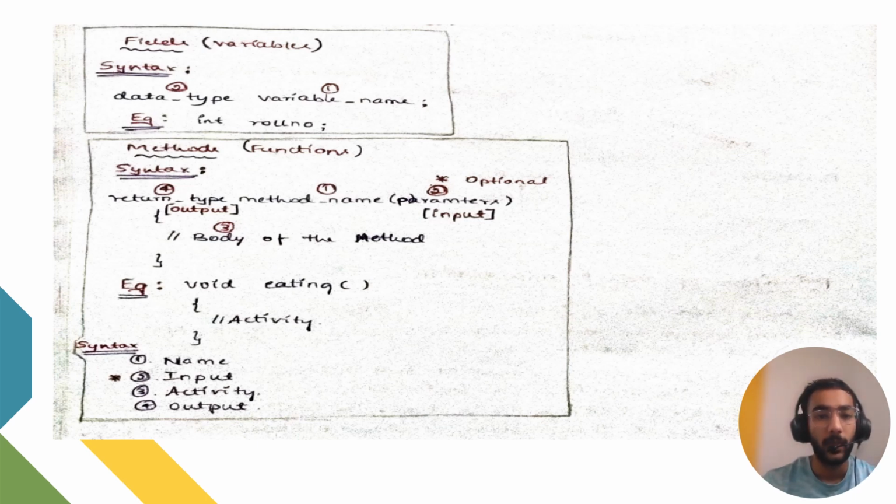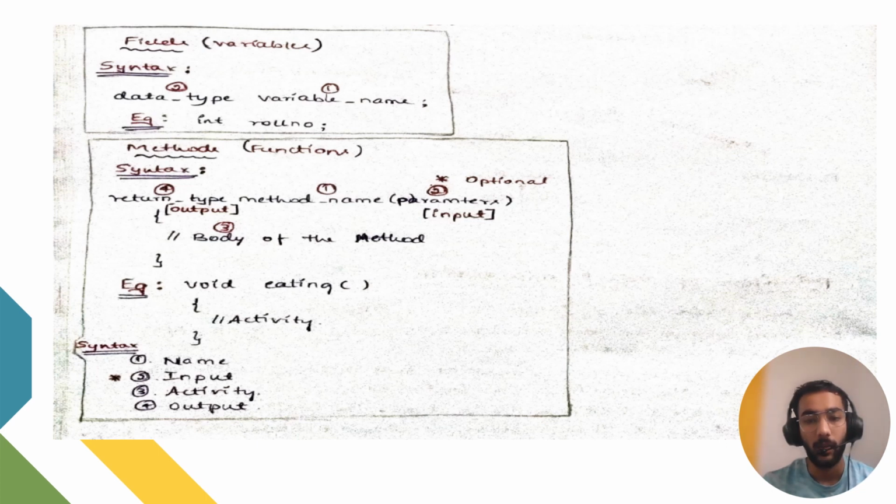The syntax for it: first will be the method name, second will be the parameter, which is also optional. As input, what type of input we are going to give to the function. Third is the body of the method, which is the definition, meaning what we are going to do with this function. Fourth is the return type: after all the instructions in the function run, what type of output we are going to give. This is called the return type.